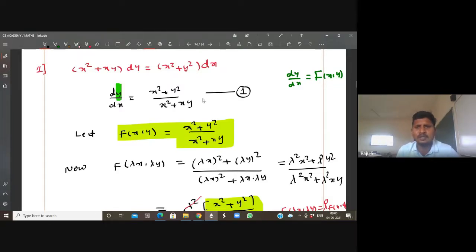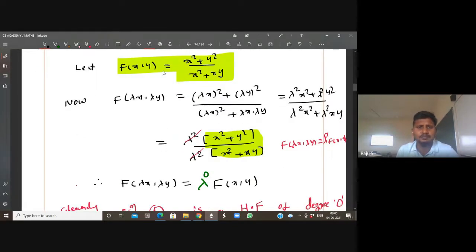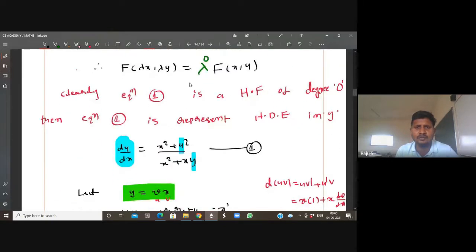So this I have written in standard form, dy by dx is equal to f of x comma y, and f of x comma y is equal to x square plus y square by, like I have written that. After that, you must check whether the given function is a homogeneous function or not by finding the value of f of lambda x comma lambda y. So this is equal to lambda to the power of 0 into f of x comma y. So clearly it is a homogeneous function of degree 0. Then only we can say that this is a homogeneous differential equation.